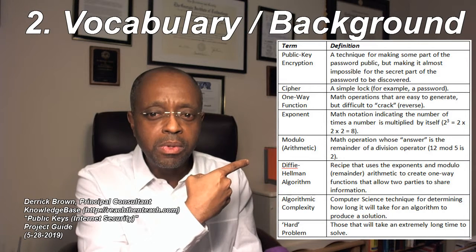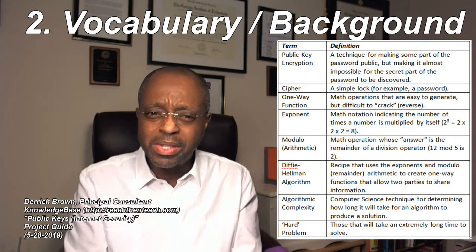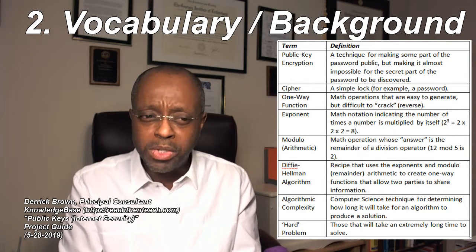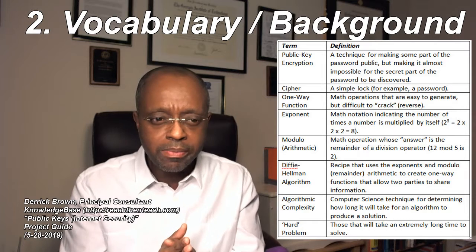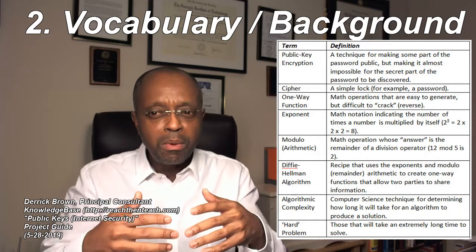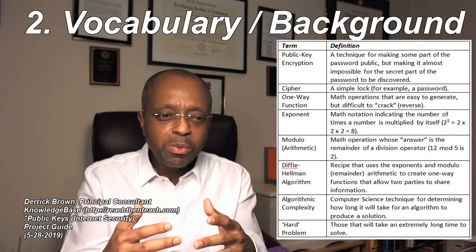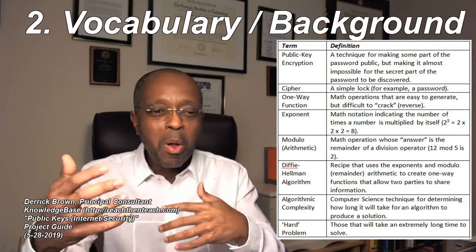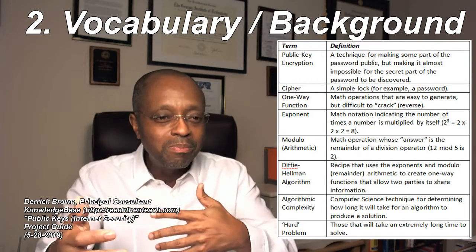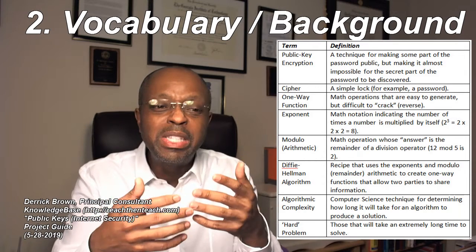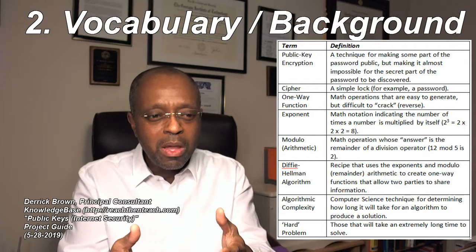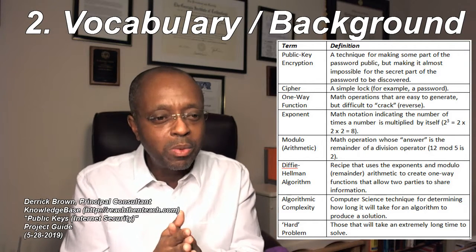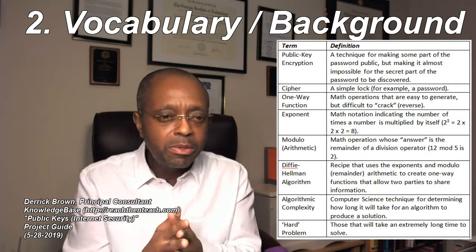First up, our vocabulary, which appears there. A lot of terms here. Let's walk through most of them. Okay. First, public key encryption. This is a technique for making some part of a password public because we're all broadcasting across the same network. So everybody's going to see some part of everything, but you want to make it nearly impossible for the secret part of the password to be discovered. That's possible.